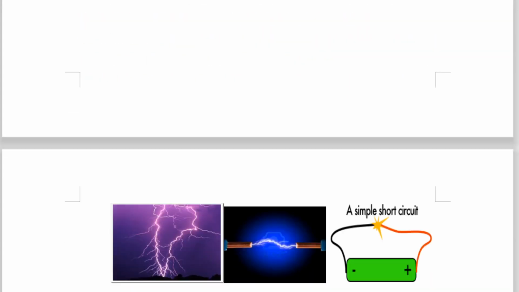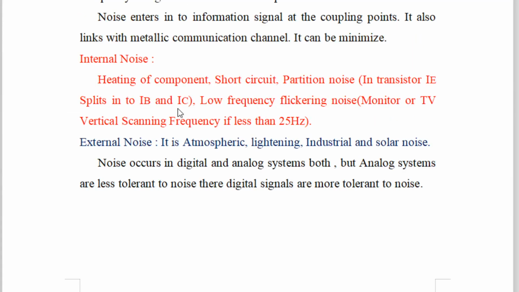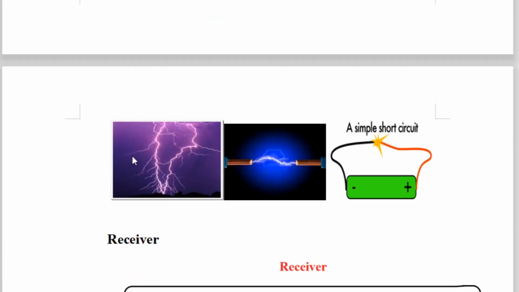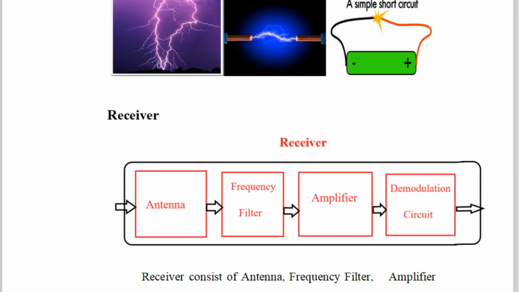Now here I have shown you examples of lightning, electric spark and short circuit of a battery. These are examples of external noise. This is lightning, then this is a short circuit spark, and this is again a battery short circuit. Most of the time when we are watching TV and we receive a mobile call, and we go very close to the TV, you feel that our mobile communication also gets disturbed. That is because of noise only.